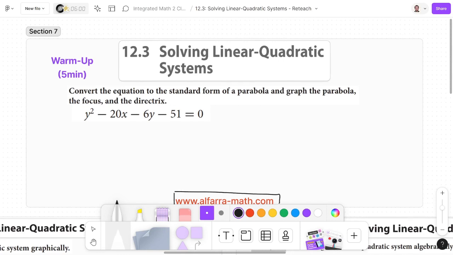Okay, now let's start with this lesson. This lesson is easy, simple, and shorter. It's not a long one, so let's start with it. First, we have a warm-up question here. Try to solve this one. This question is from 12.2.